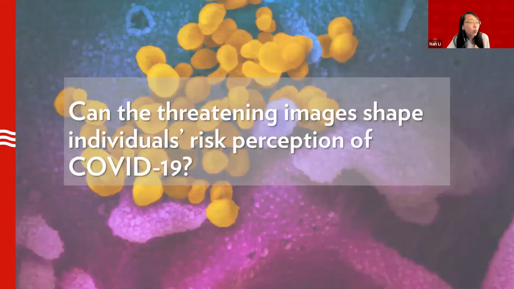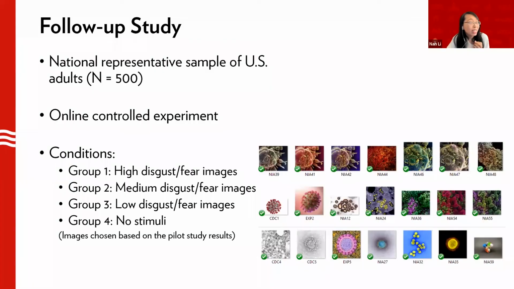And so from there, I wonder, can threatening images actually shape individuals' risk perception of COVID-19? So in other words, if you see those scary images again and again, are you going to become more concerned about the pandemic? Are you going to see more risk associated with it? So I did a follow-up study, and this time I recruited 500 people from a nationally representative sample. Okay, so this way I have a much broader and representative sample. And I did an online controlled experiment.